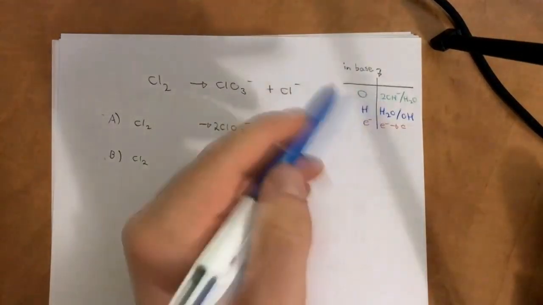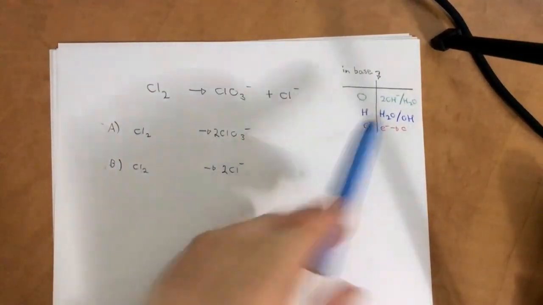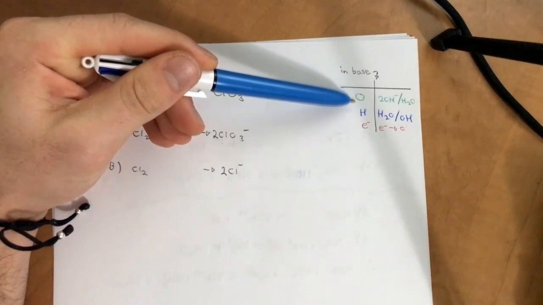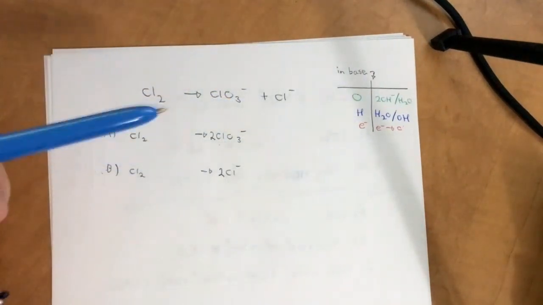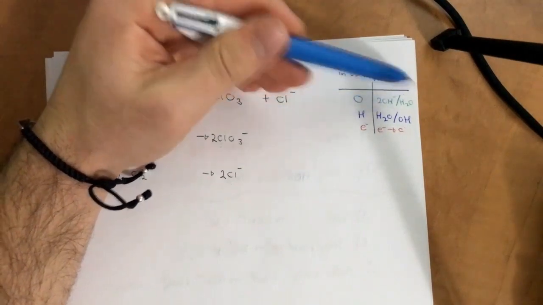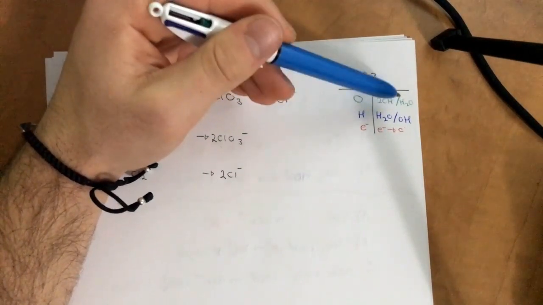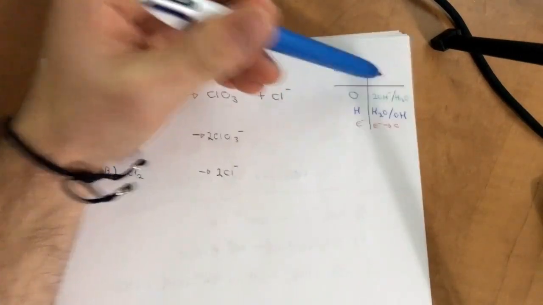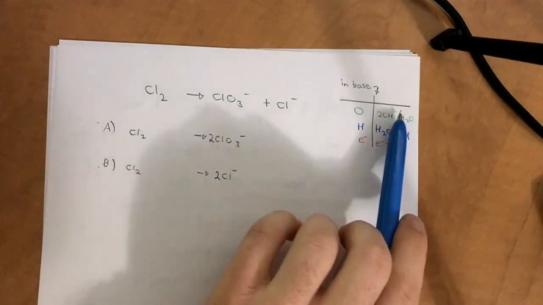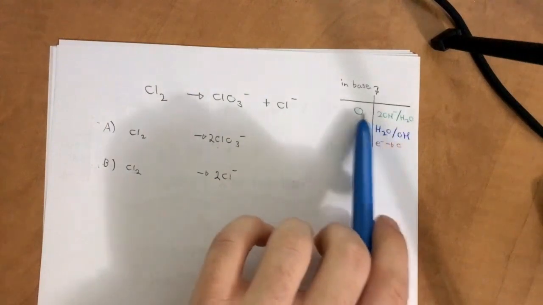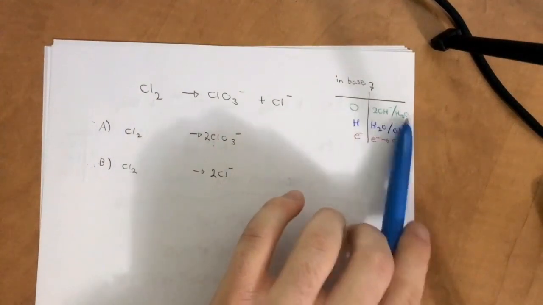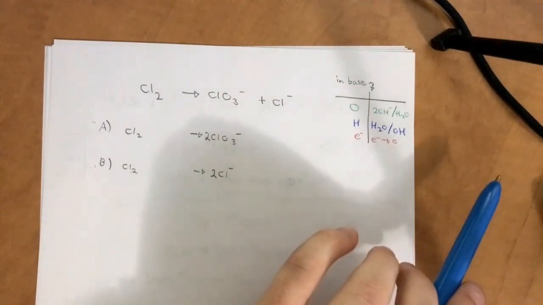Now, in this case, we're going to work our way down the same way we did for the acids, so starting with oxygens, and then hydrogens, and then electrons last. But you see there's different molecules being used here, and there's actually a slash. What the slash represents is that for every 2 OH negative we add to the oxygen deficient side, we will add a H2O on the other side.